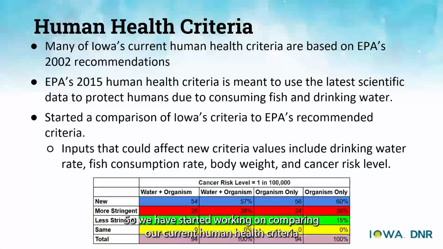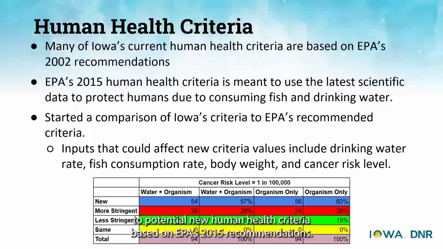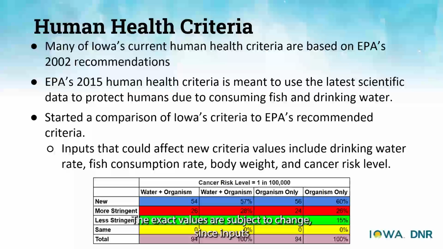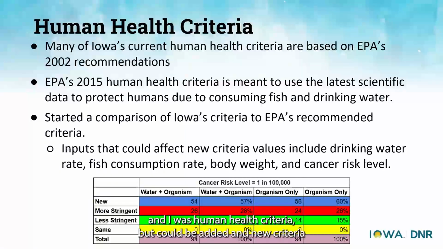So we have started working on comparing our current human health criteria to potential new human health criteria based on EPA's 2015 recommendations. The exact values are subject to change since inputs that could affect the new criteria values include the drinking water intake rate, fish consumption rate, population body mass, and chosen cancer risk level. As shown on the table, there are some parameters that are not currently in Iowa's human health criteria, but could be added in new criteria. For the ones that we do currently have, although there are some that would become less stringent, the majority of them would become more stringent with the new criteria.